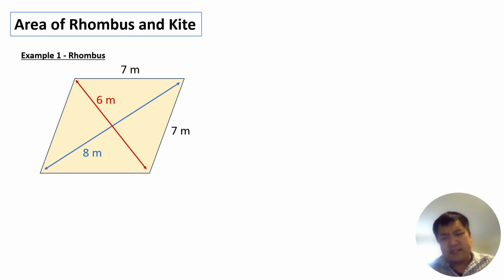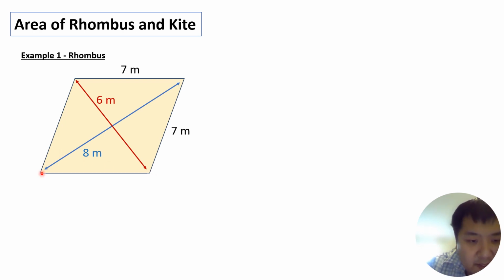Now, we just mentioned how to find the area of a rhombus. Okay, so the formula was half times x times y. Again, I'm going to repeat, x and y is not 7. Okay, 7 is the side of the rhombus. That's not what we want. X and y refers to the length from one corner of the rhombus to the opposite corner of the rhombus.